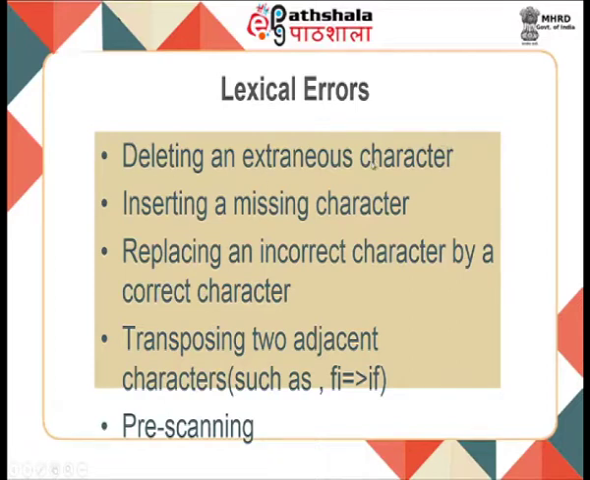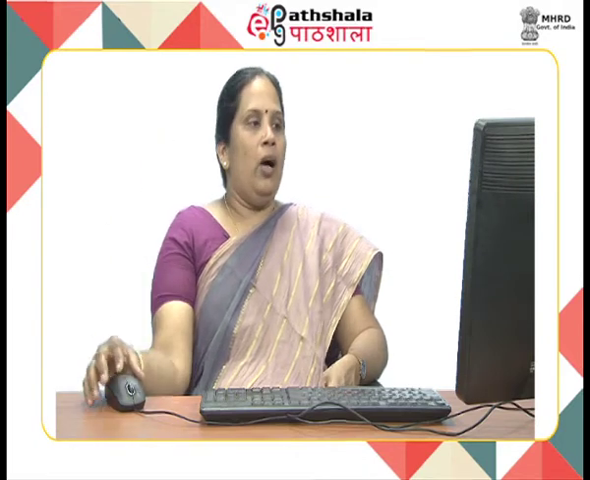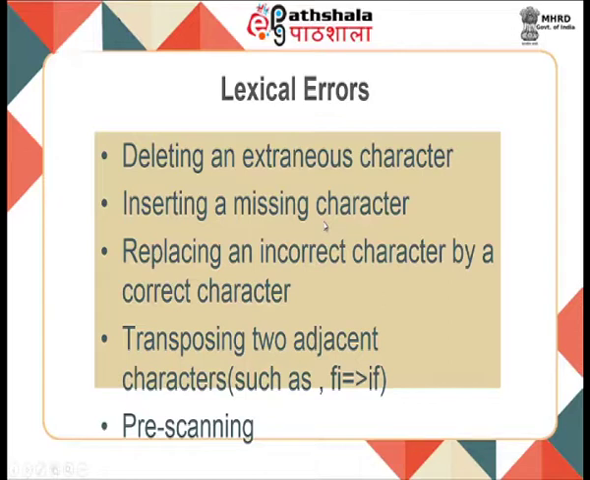Deleting an extraneous character means that supposing I have an extra equal to, say AB equal to, it is going to delete the equal to character there and say, okay, AB could be your identifier. Or it could insert a missing character. Supposing I have AB space K equal to 5 or equal to 7, whatever it is. It knows that this is not going to qualify as an identifier. So, what it can do is insert some number here, 1 or an underscore. A valid character could be inserted.